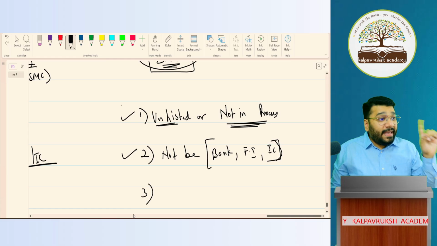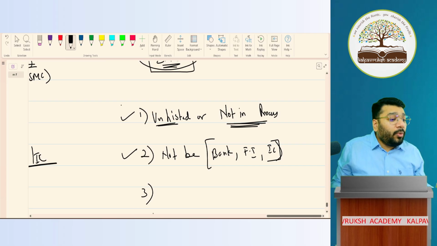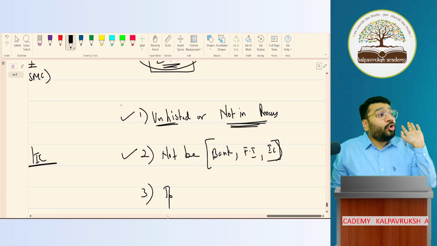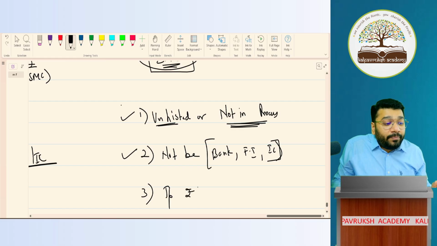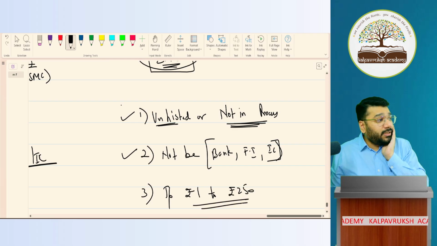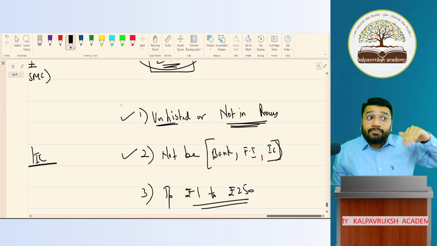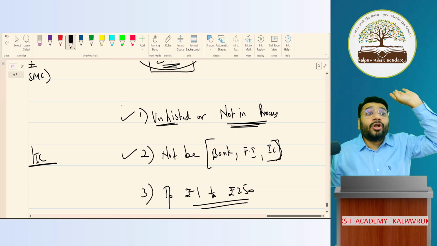Turnover criteria. For AS it is the turnover criteria. For Ind AS it is the net worth criteria. Turnover should not be more than 250 crores. So how much should it be to become an SMC? If turnover is rupees 1 to rupees 250 crore, within 250 crores, you can be an SMC. If it is more than 250 crores, 250 crore and 1 rupee, you become a non-SMC.